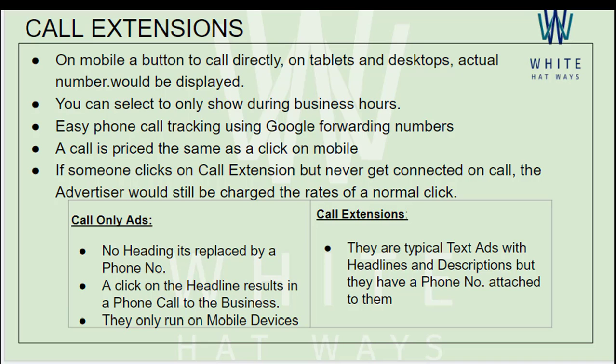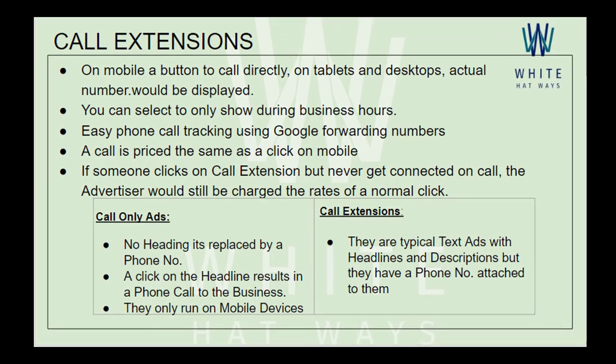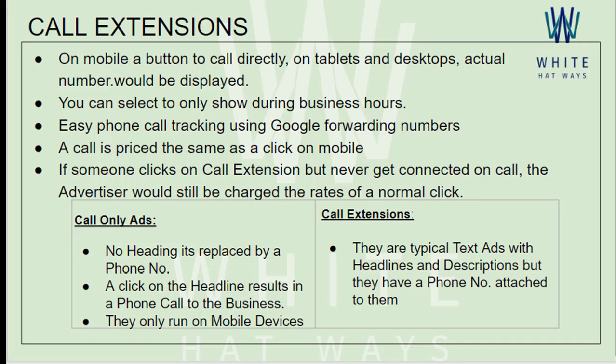Easy phone call tracking using Google forwarding numbers. So you can easily track the phone calls using conversion tracking. For phone call tracking purposes, Google will allot you a forwarding number. And if you switch on the call reporting option at the time of setting up the call extension, you would get all the details pertaining to the calls: what was the start time, what was the duration, what was the end time, from which area code you received the call. All these details you would be able to see.